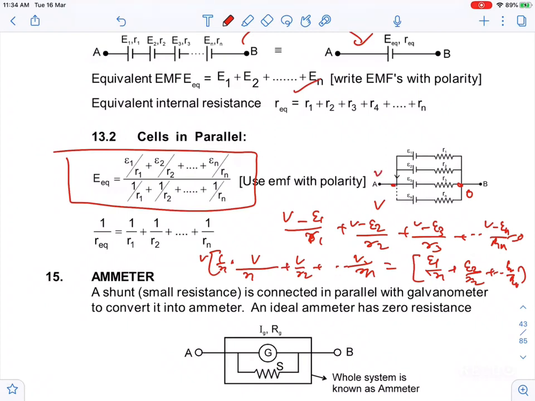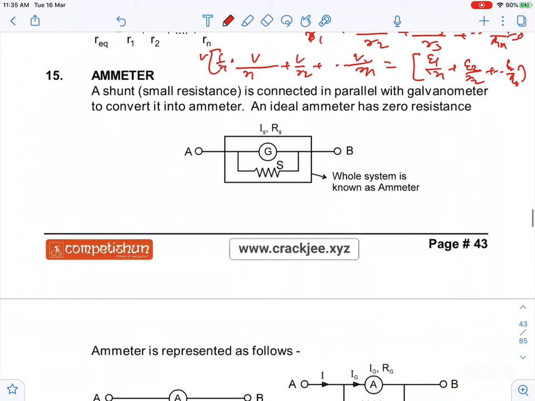You need not remember this formula, you just need to apply nodal analysis, where I have taken this V here and written all the current going outside from the circuit. This you should keep in mind. If the battery is given in a polarity which is subtracting, then it is V minus E1, V minus E2, like this.